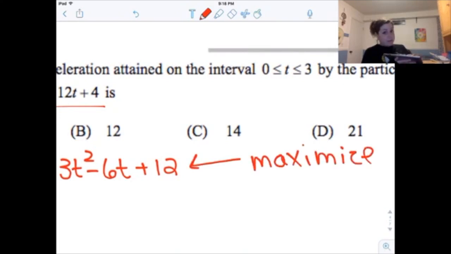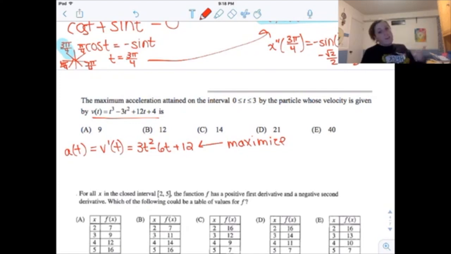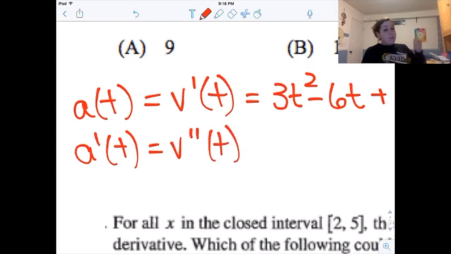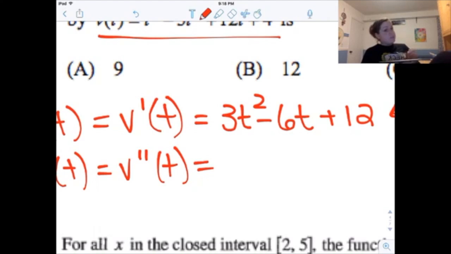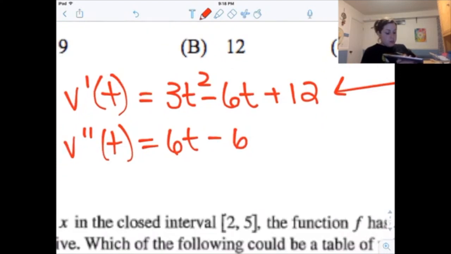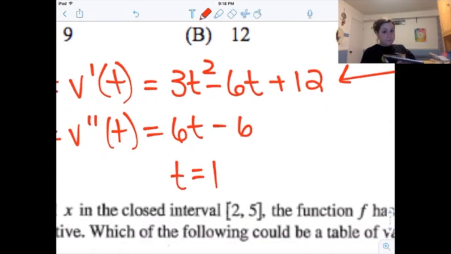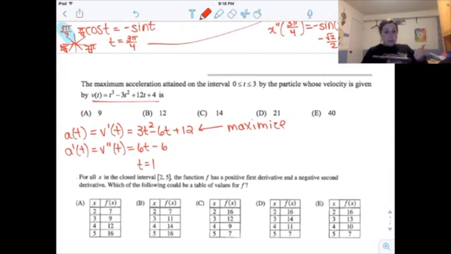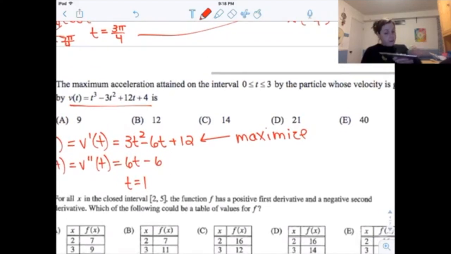So we want to maximize this. And anytime we maximize something, we're taking the derivative of it, we're finding the absolute max or absolute min. So that's what I'm going to do. I'm going to find a prime of t, which is v double prime of t, and I want to find the actual maximum. So this is going to be 6t minus 6. So my critical value here is at t equals 1. So what I need to do here is test my critical value and test my endpoints. So critical value here is at 1. That's on the interval, which is good. Endpoints are 0 and 3.